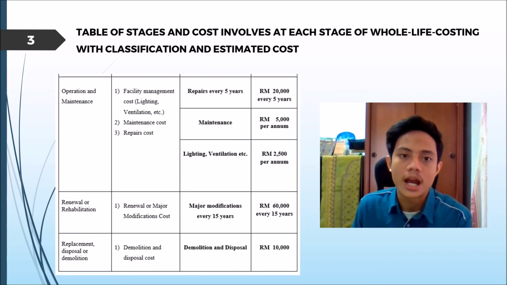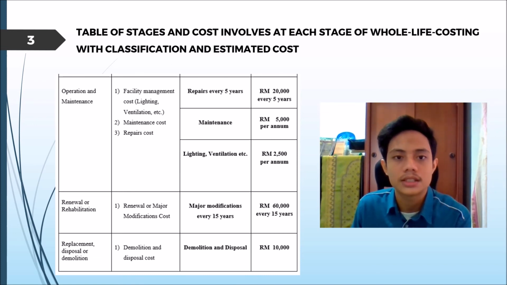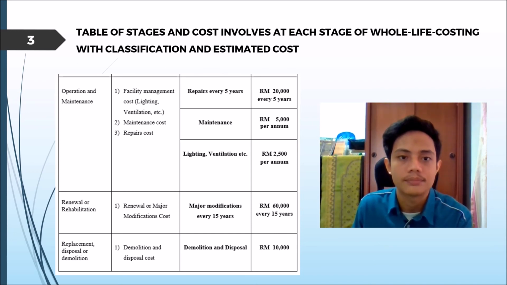The next is the renewal or rehabilitation stage, which the cost is classified as the cost for the major modifications that is assumed to be conducted every 15 years at RM 60,000. And finally, the cost involved in the final stage, which is the demolition stage, will be classified as the demolition and disposal costs expected at RM 10,000. With all of this information, the next step will be creating the whole life cost plan.